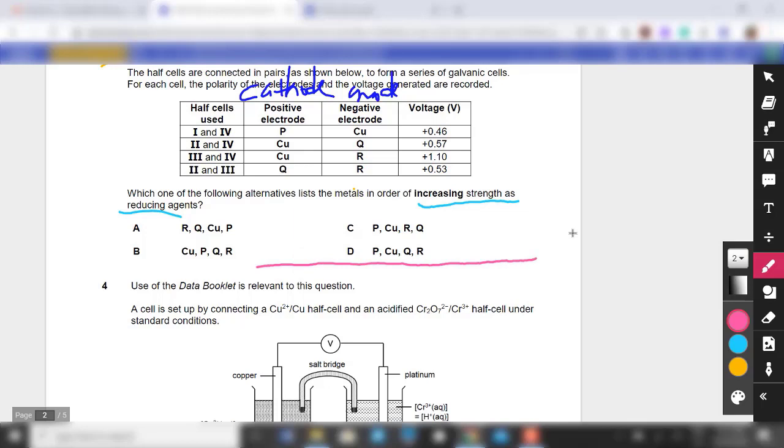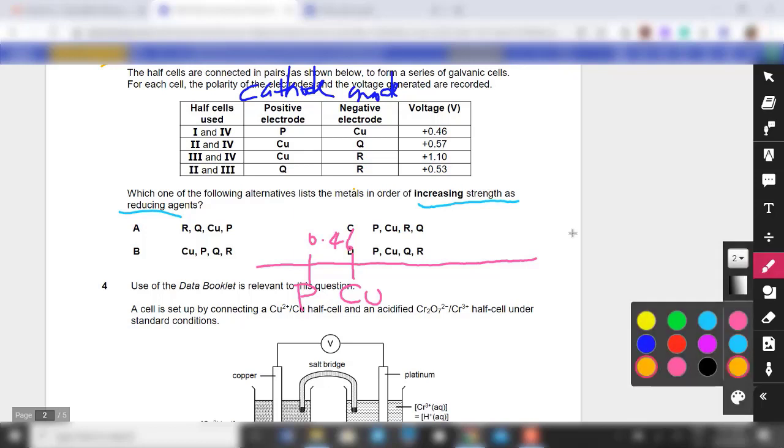So if I'm going to put P here, okay, I want to put copper here. Okay, and in this case, 0.46. Okay, so that means that if I were to put P and copper in a half cell setting, then P will be the positive electrode where it will be reduced, and then copper will be oxidized. Okay, if I put it in this way, you realize that the solving is going to be a lot easier, because if I'm going to move on to the next one, copper now becomes the positive electrode.